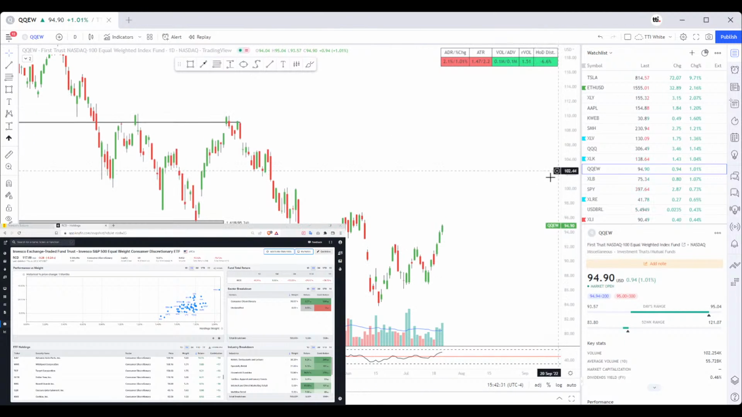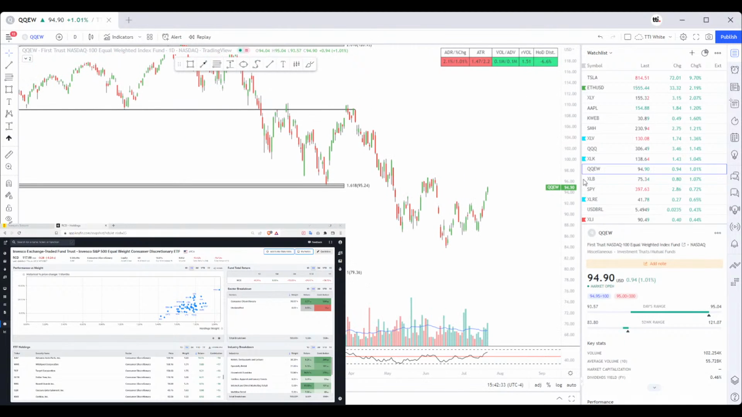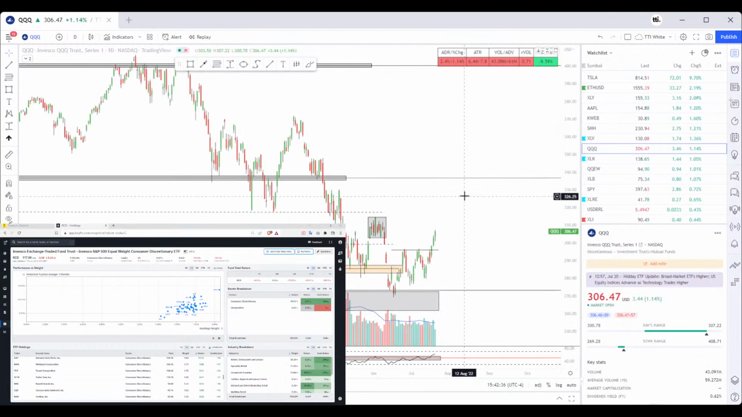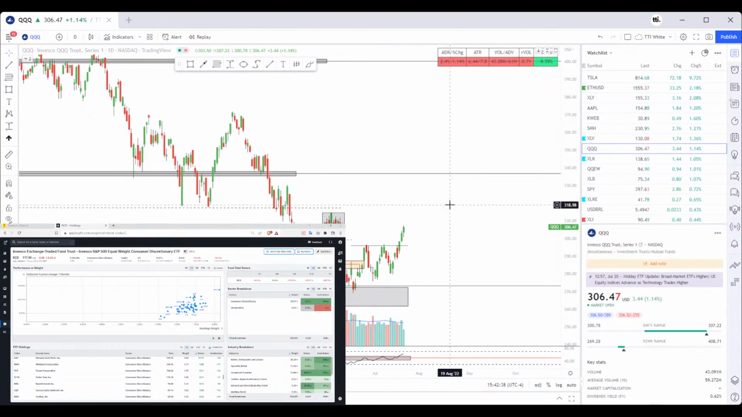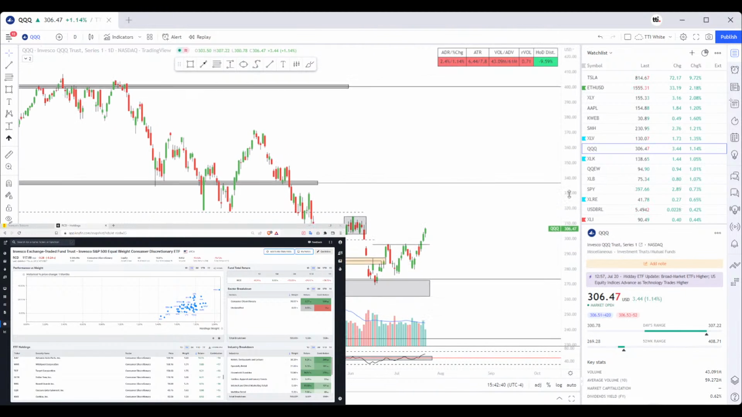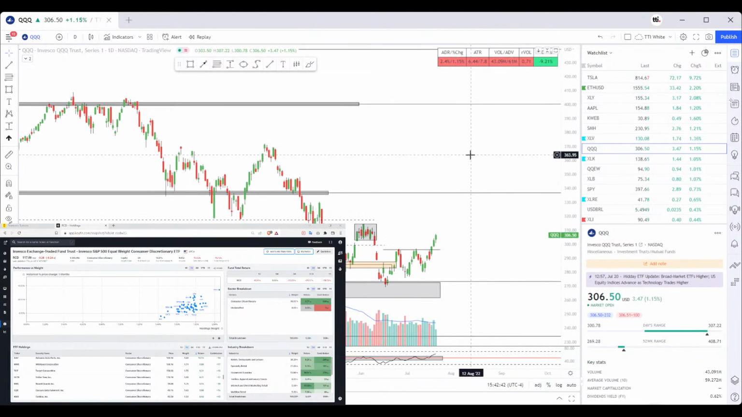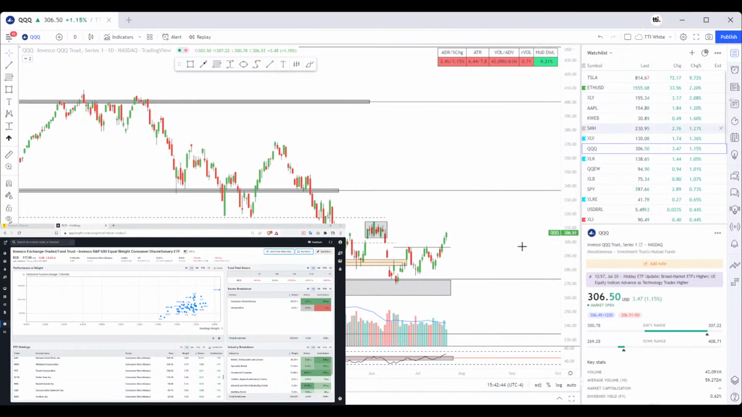QQEW and the Qs looking good here. 18 minutes left. The Qs slightly a little less volume than I would have expected, but oops, I posted QCOM. I meant the Qs.